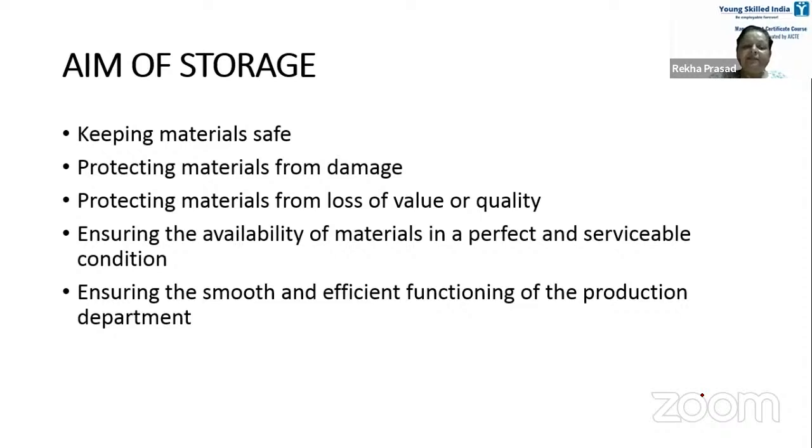The aim is keeping materials safe, protecting materials from damage, protecting materials from loss of value or quality, ensuring the availability of materials in a perfect and serviceable condition. अब ऐसा नहीं है कि जब it is required it is not working properly, तो serviceable condition में होना चाहिए. Ensuring the smooth and efficient functioning of the production department. If these prior things are not maintained, then the production function will be affected. If it is not proper quality and quantity, the production department will be affected.